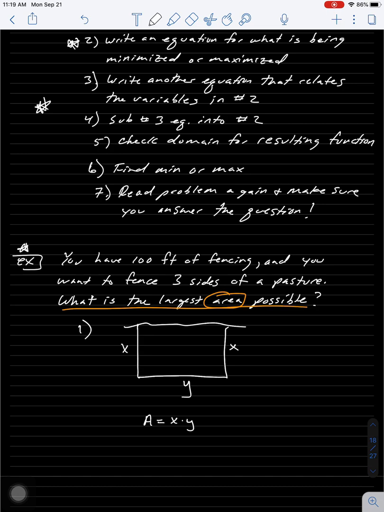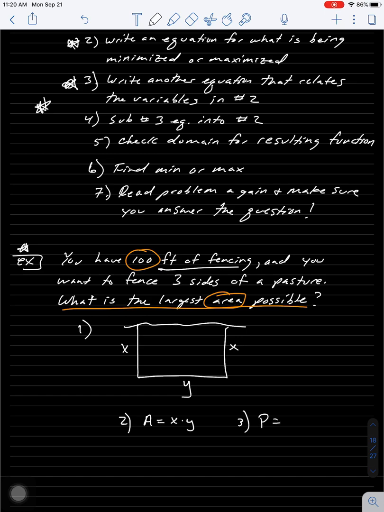And then the next step is write another equation that relates the 2 variables in number 2. Often it's involved in the number that's given in the problem. Sometimes it's not, and you have to figure it out from the picture, but that's a clue. So I have 100 feet of fencing, and I have to say, well, what is that doing in the problem? And the answer is that it's measuring a perimeter. Okay, so my third part is to write my second equation. It's going to be by perimeter.